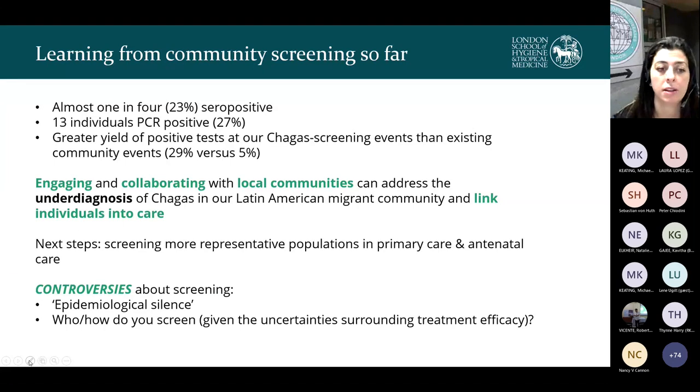However, the next steps in terms of my PhD are looking at screening more representative populations, for example, in primary care and antenatal care.